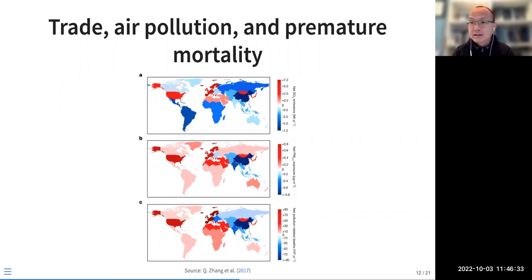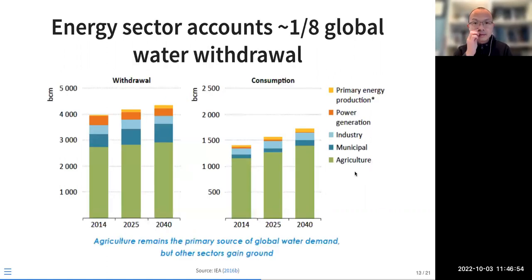How should we discuss the inequality in the international trade, and who should bear the costs of air pollution embedded in the international trade? Similar questions can be discussed in water. So let's bring up our next topic: the water impact of our energy system.